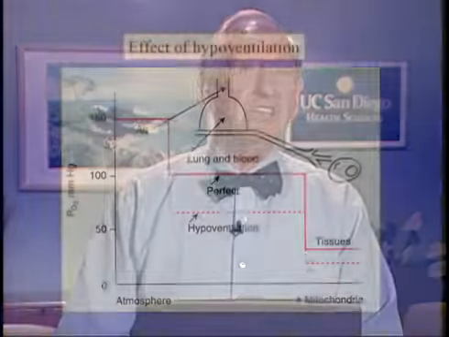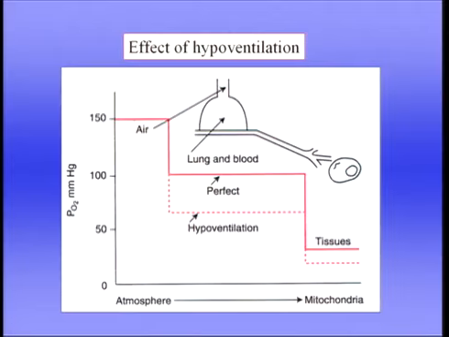Now let's look at the first cause of hypoxemia, and that is hypoventilation. And that's a relatively easy mechanism to understand. As we said before, the level of PO2 is set by a balance between the addition of oxygen by ventilation and its removal by blood flow. In hypoventilation, the ventilation is reduced, and therefore the rate of addition of oxygen to the alveolar gas falls.